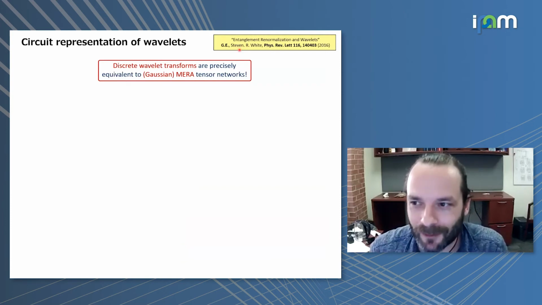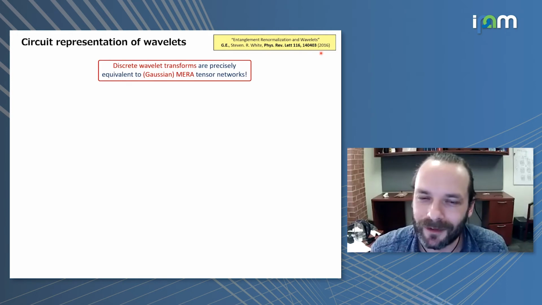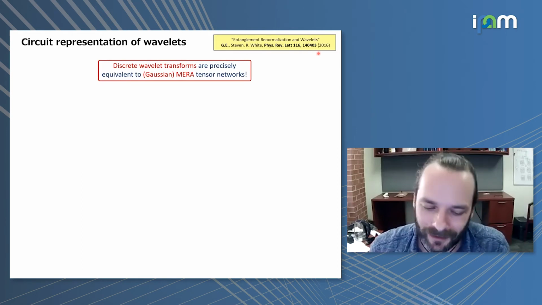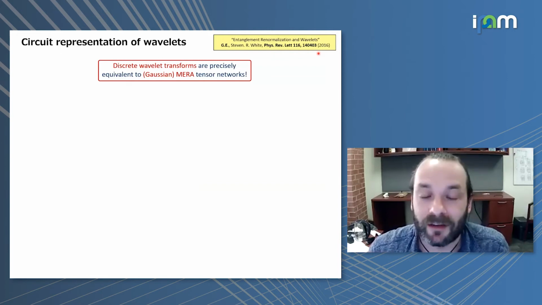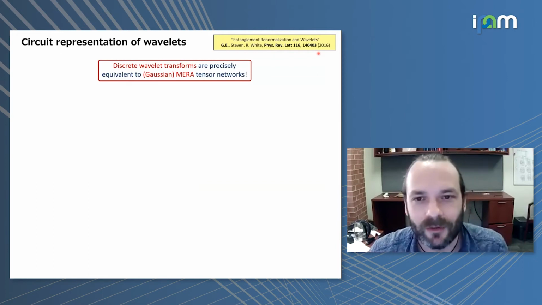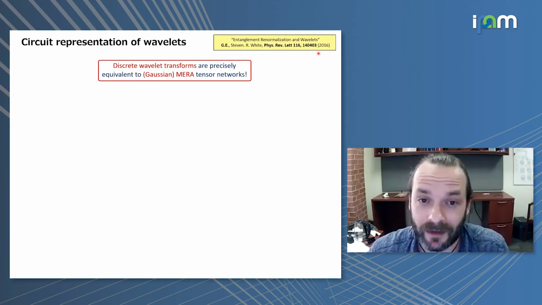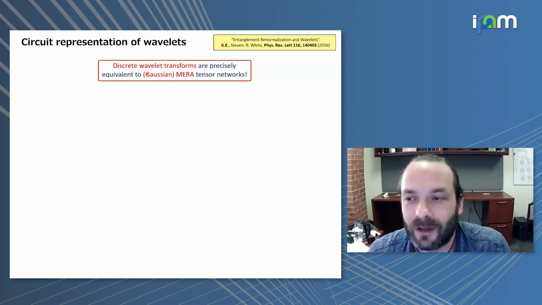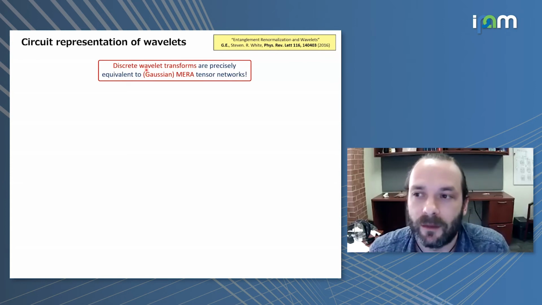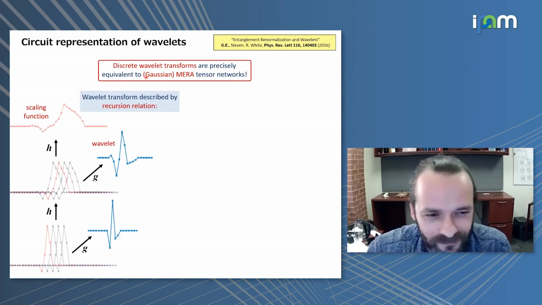Okay, and this was some work I did. Steve White was the first one who noticed this connection between MERA and wavelets, and this was some work I did with him a few years ago. And it turns out that there is a really precise connection between these two things. It's not a superficial connection. In some sense, these two things are exactly the same. Okay, so discrete wavelet transforms are exactly equivalent to Gaussian MERA tensor networks.